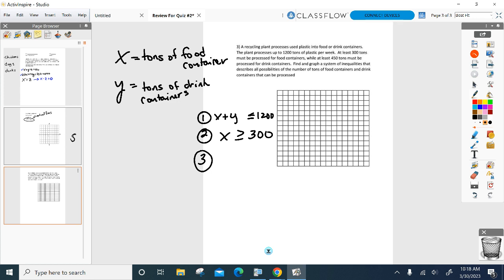And then the third one, at least 500 tons must be drink. Build off what we just did with 2. Now Y, because that's drink. And what are we going to put with the 500? At least again? Greater than or equal to. One's a vertical, one's a horizontal. And put a nice big S where you think the shaded region overlaps.